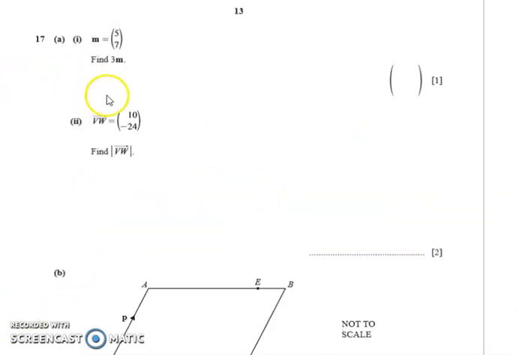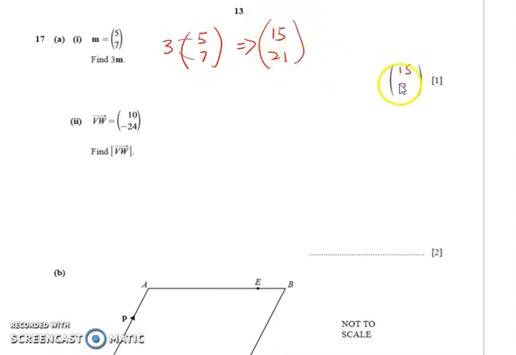Question number 17 here, this is a vector question, 3m, so we just have to multiply that 3 with each of them, so we'll be getting 15 and 21. So this is your answer, 15 and 21. You got that 1 mark here.